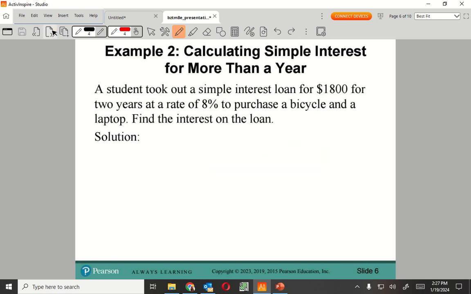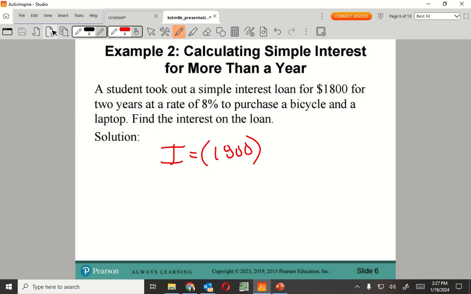Next one. A student, una estudiante, took out a simple interest loan for $1,800 for 2 years at the rate of 8% to purchase a bicycle and a laptop. Find the interest on the loan. So again, I'm looking for I. My principal, what is the principal here? 1,800, right? So it's 1,800.